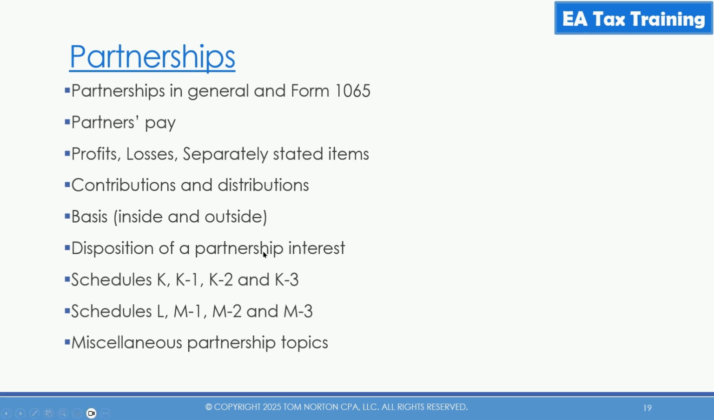What we will cover are partnerships in general, and we'll do an overview of the Form 1065. We'll talk about partners' pay, profits, losses, and separately stated items, contributions and distributions to and from a partnership, basis, both inside basis and outside basis.